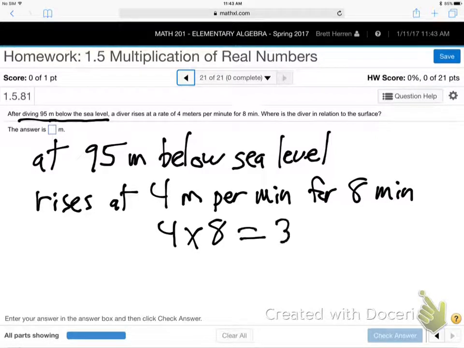That's so they don't get the pains. Yeah, get the air in their bloodstream, right? Probably painful. So they rise 32 meters, right? 4 times 8.